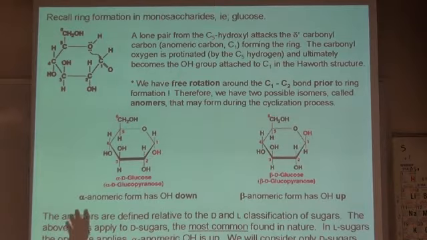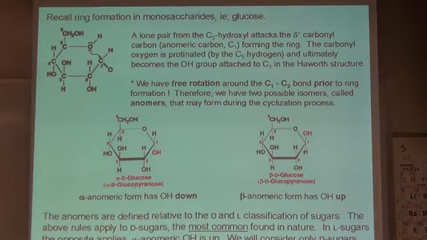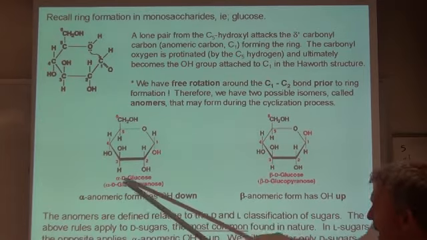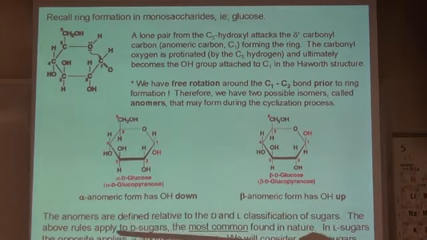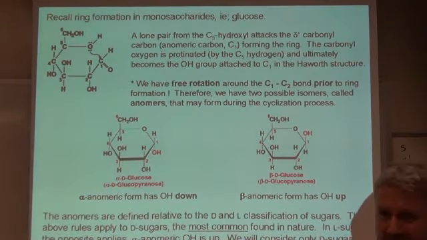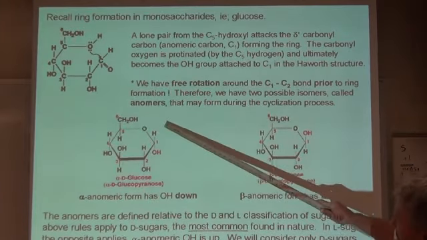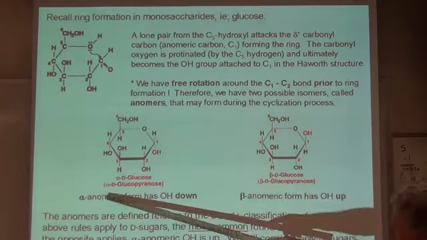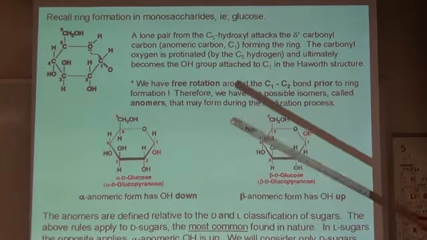Although we know that most of the isomers that appear are D for carbohydrates. So it's kind of redundant to have this D in here, because if you're dealing with glucose in a carbohydrate like glycogen or starch, we know it's a D already. Did everybody see that? Oxygen, 1 to the right, OH going down, alpha form. Oxygen, 1 to the right, OH going up, beta form.